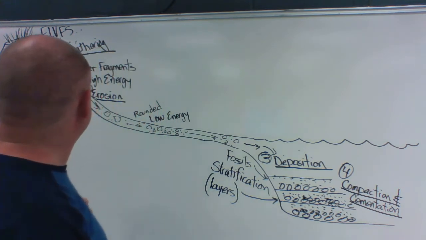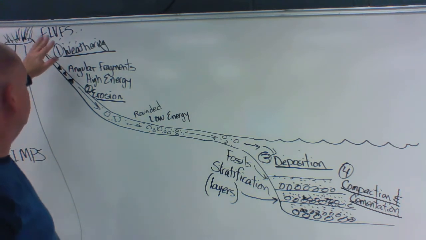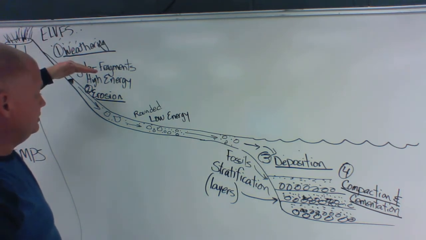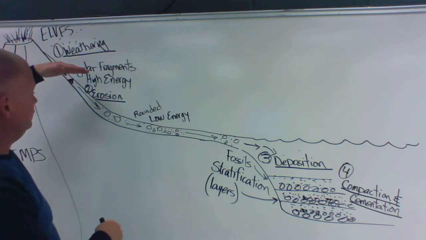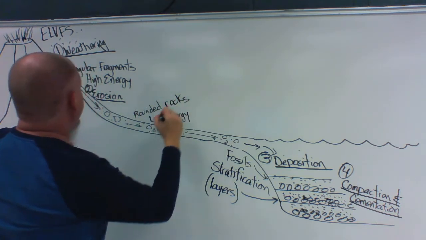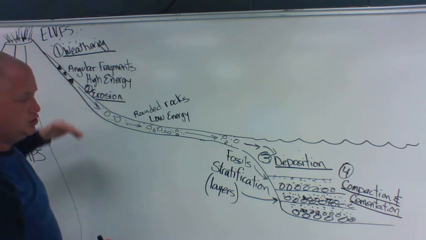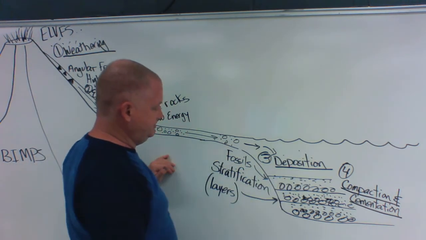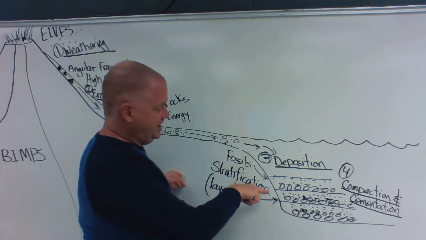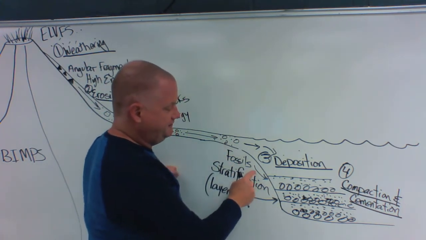Okay, so let's look, make sure I've got everything. We have felsic, we have basalt, that's igneous. We come down through high energy to low energy, go from angular fragments to rounded rocks. We go from high energy, low energy, weathering, erosion, deposition, compaction, cementation. The process of layering is called stratification. This is where you would find fossils.